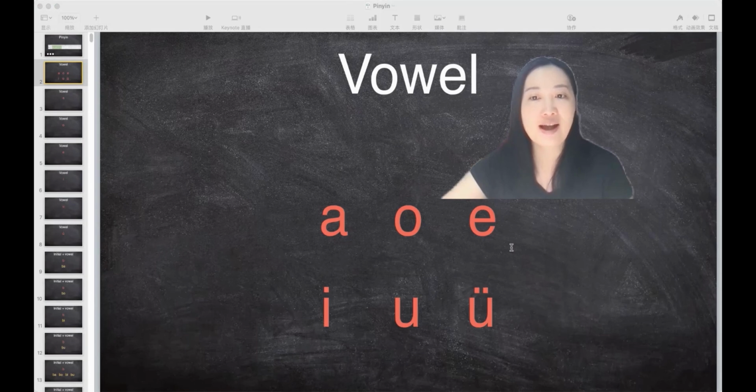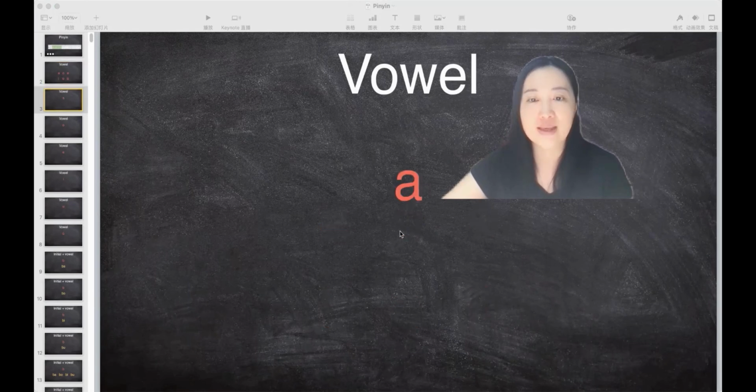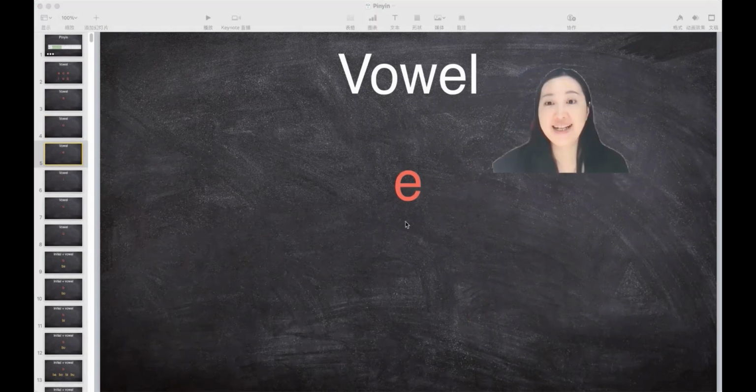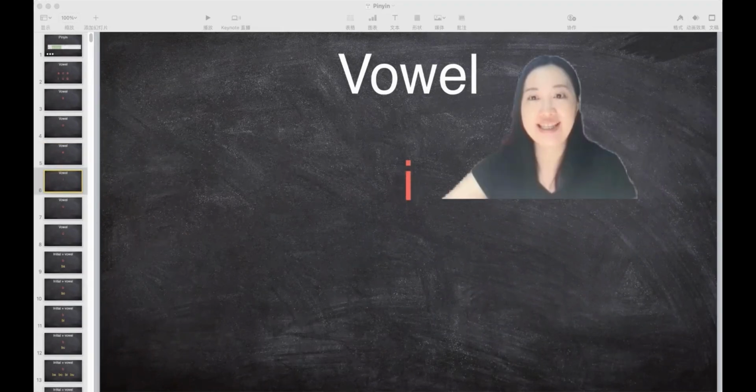What you see here are the 6 basic vowels. I will pronounce each basic vowel twice, and please follow me to do the practice. O, O, I, U, U, Y, Y.